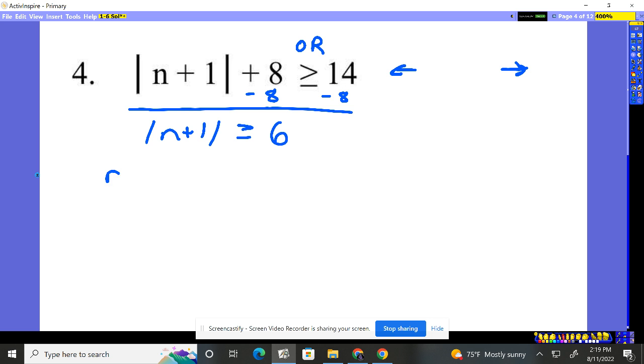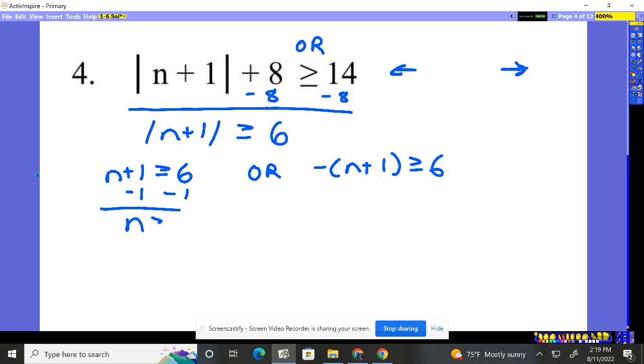Now, I'll break it into its parts. The positive piece bigger than or equal to 6. It's great OR, so it's an OR. I'll look at the negative piece. Greater or equal to 6. Subtract 1, looking for the n bigger than or equal to 5.